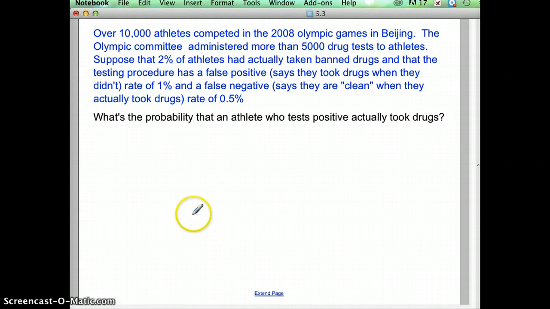All right, this is a really good problem. Over 10,000 athletes competed in the 2008 Olympic Games in Beijing. The Olympic Committee administered more than 5,000 drug tests to athletes. Suppose that 2% of athletes had actually taken banned drugs and that the testing procedure had a false positive, that says they took the drugs when they didn't, rate of 1%, and a false negative, says they're clean when they actually took drugs, and that rate is 0.5%. What's the probability that an athlete who tests positive actually took drugs? Okay, so let's start a tree diagram.